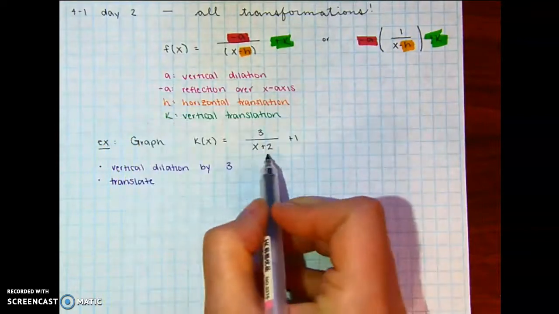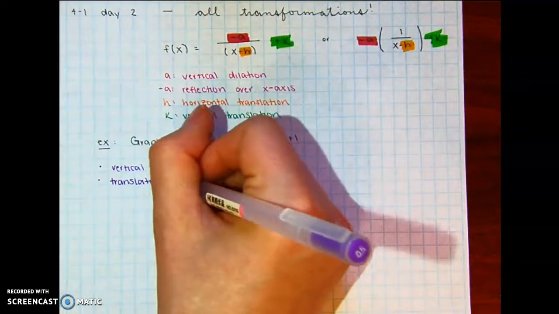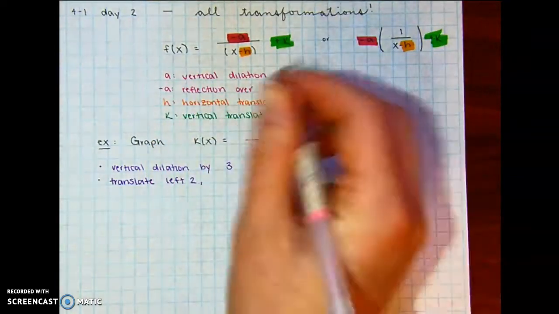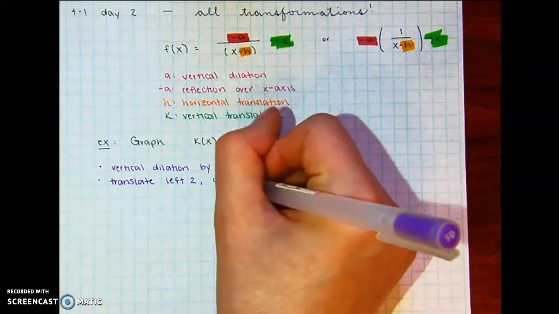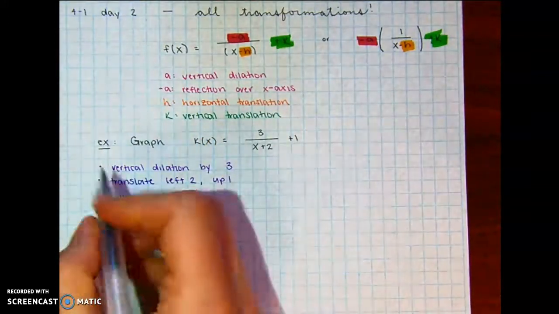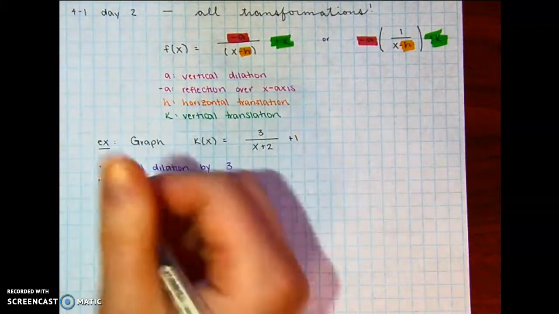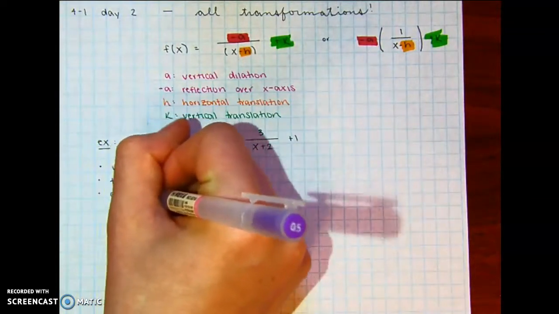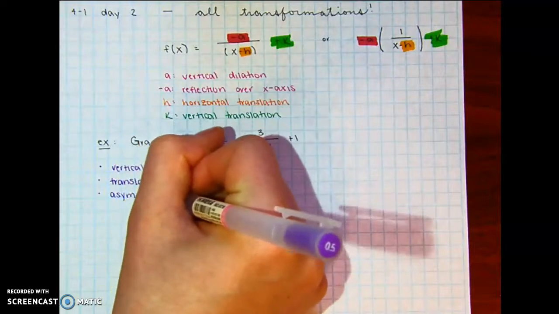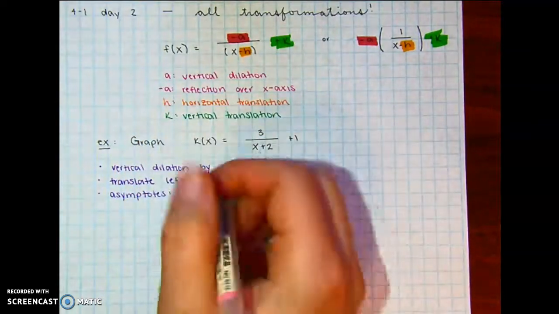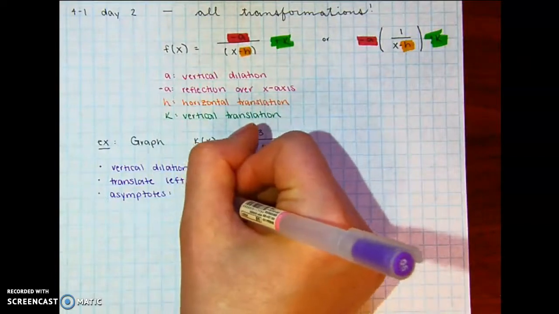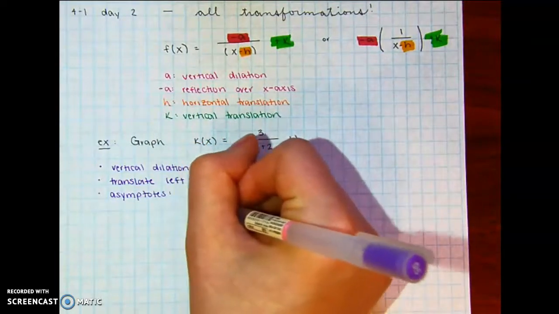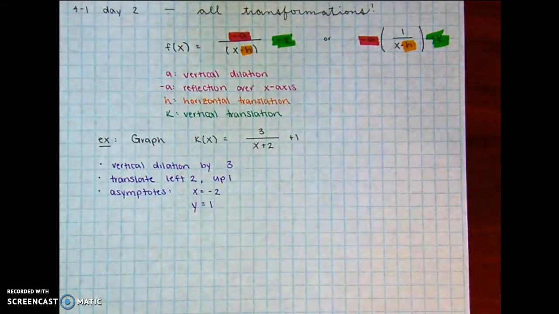We've got 2 translations. We're going to translate left 2 and up 1. And then you should rewrite these as asymptotes. If it's going left 2, that'll be x equals -2. And it's going up 1, so that'll be y equals +1.